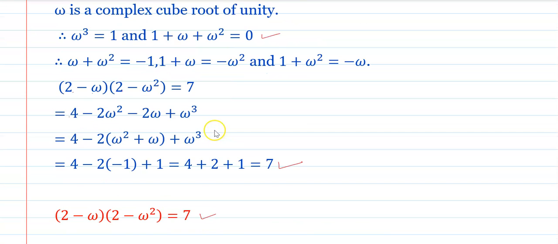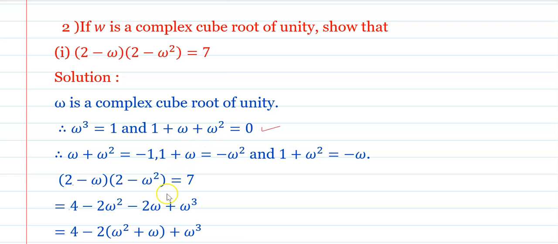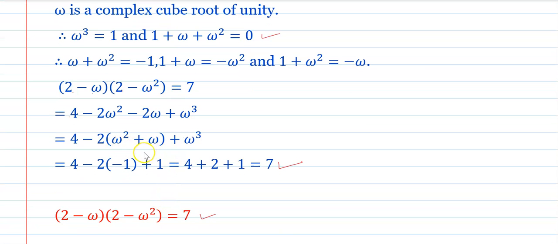सिंपल, या ठिकाणी ब्रॅकेटचं मल्टिप्लिकेशन करायचं आहे. कॉमन घेणार, ओमेगा स्क्वेअर प्लस ओमेगाची व्हॅल्यू मायनस 1 फ्रॉम द्या. ओके, देन यू विल गेट द आन्सर.